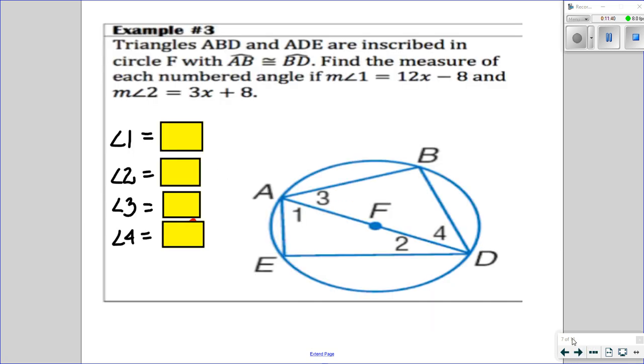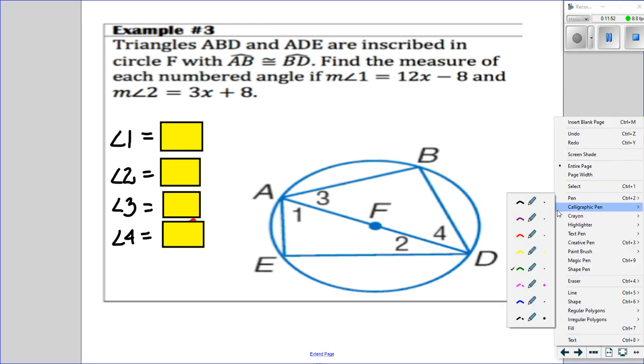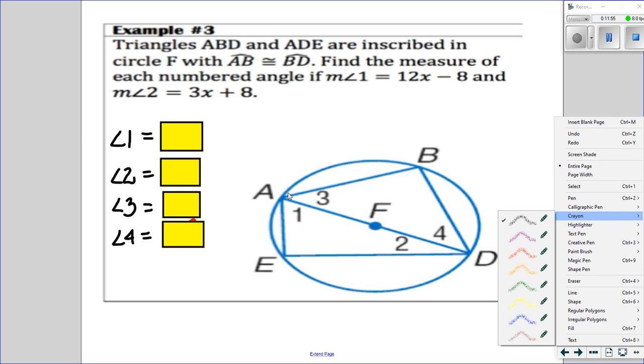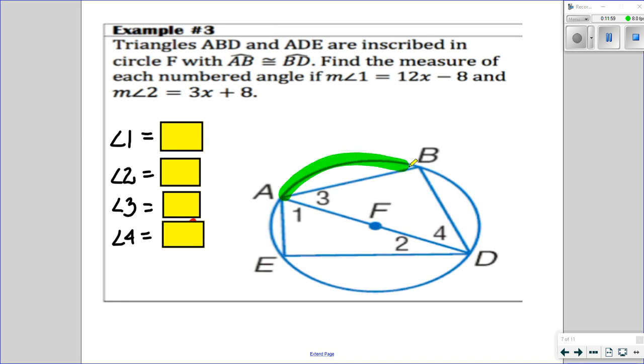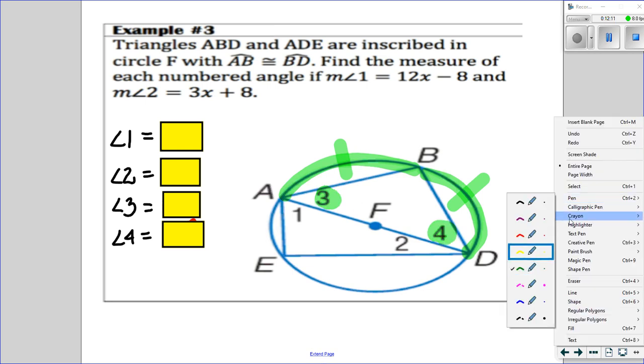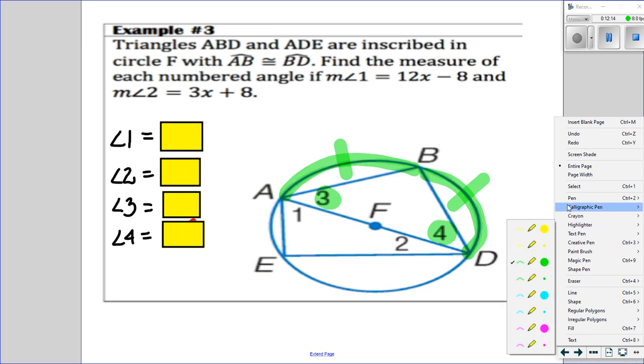Okay, so let's do an example based on that. They have two triangles, ABD and ADE, that are inscribed in circle F. We have arc AB and arc DB that are congruent to each other. So I'm going to find a highlighter. Yep. So we mark this, and then we have this, they're congruent. So that means angle 4 and angle 3 are also going to be congruent because they're formed by that intercepted arc.